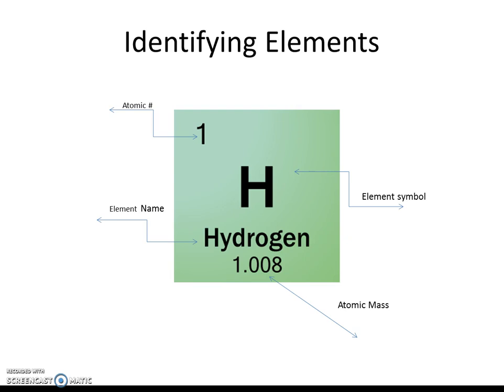Identifying elements. The number 1 on hydrogen would be its atomic number. The element name would be hydrogen. The element symbol would be H. And 1.008 would be its atomic mass.